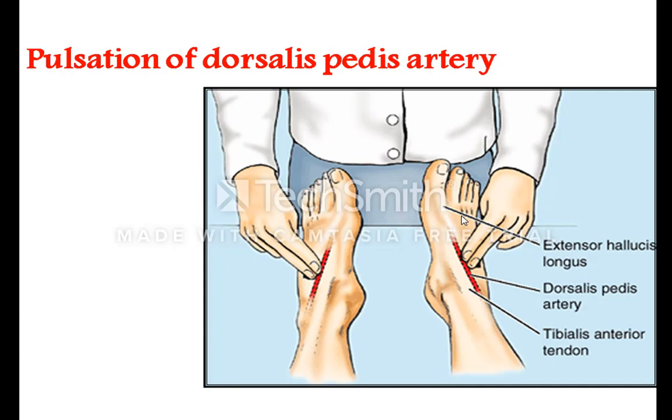So the pulsation of the dorsalis pedis should be checked with the foot in a neutral position. Sometimes it needs to be a little bit plantarflexed, and here we can check the pulse between the tendon of the extensor hallucis longus and the tendon of tibialis anterior.